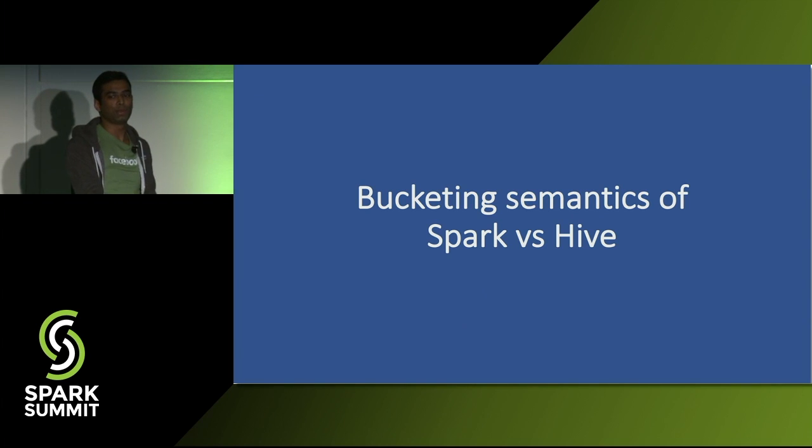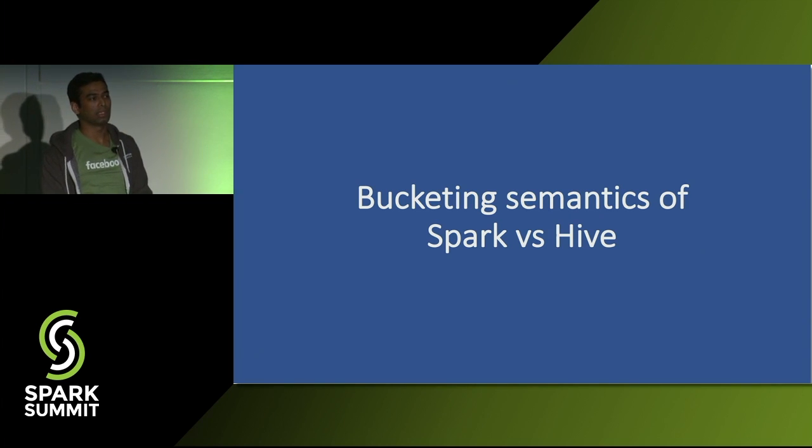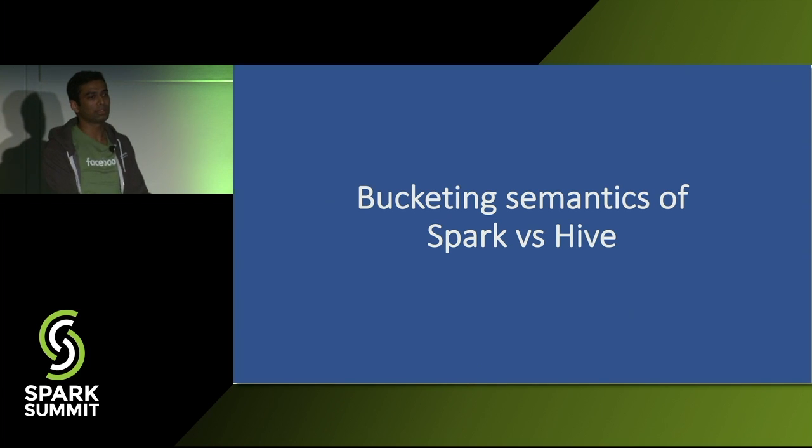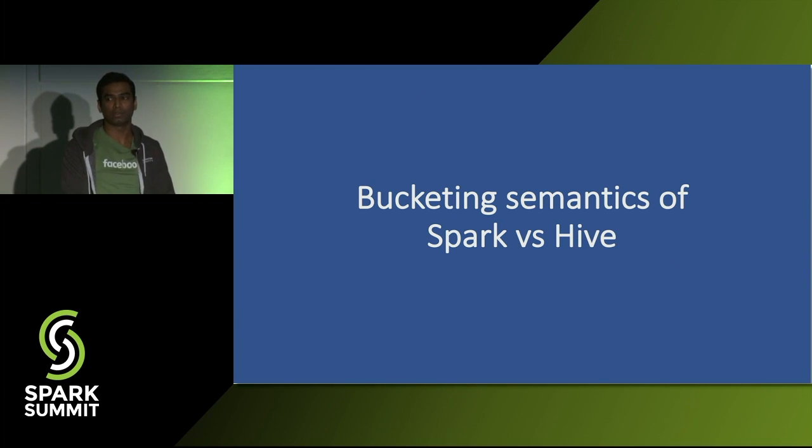As we were migrating more and more of our workloads from Hive to Spark, we ran across tables which were bucketed. And it happened that when we ran the same query in Hive and Spark, the outputs created were different. For migration, we wanted to ensure that we had complete backward compatibility. So we found out that there are some semantic differences in how Hive bucketing works versus Spark bucketing. Let's look into that.